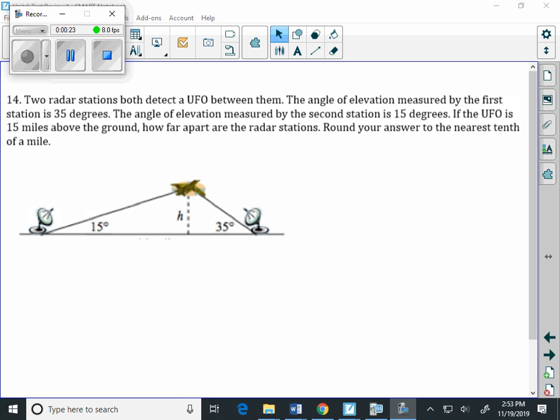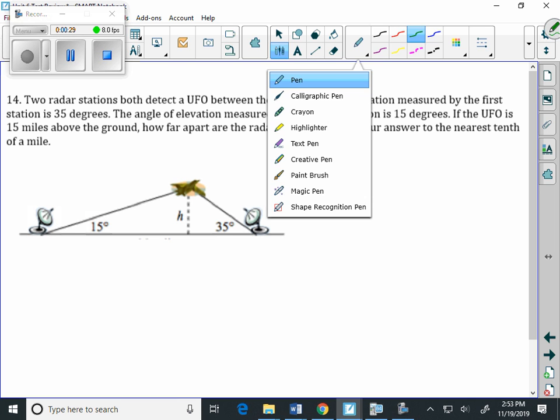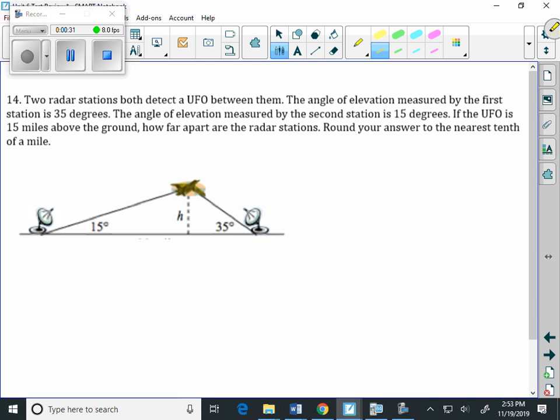So on this particular problem, what might be helpful for you is if you highlight it or color it a little bit. And the thing is, we're going to be finding this triangle here, and then we're going to do this triangle here.